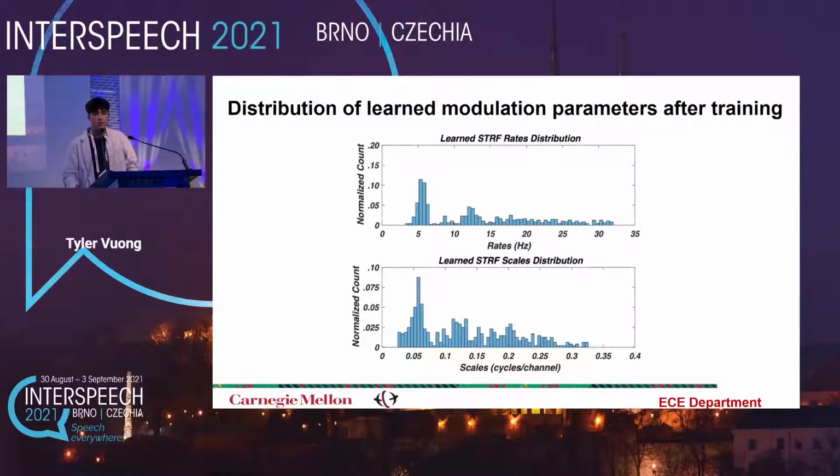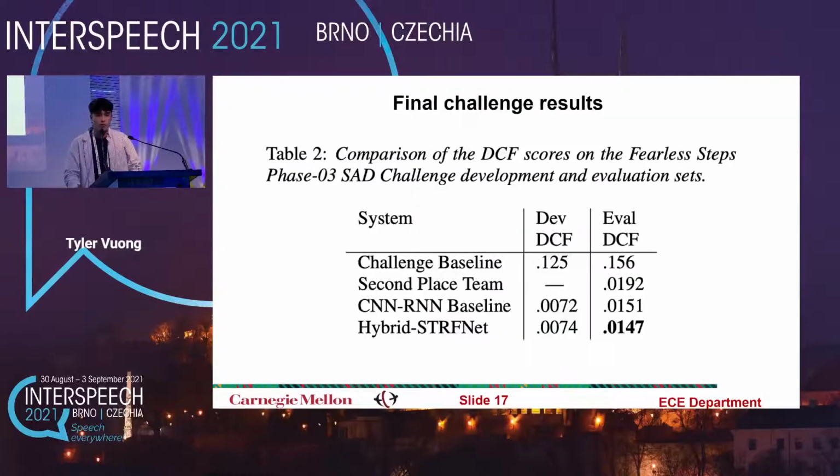If you look at the scales, that's the spectral modulation, a lot of the STRF kernels converge to slower spectral modulation, which is similar to what MFCCs are doing, where you do a frequency analysis on a log-mel spectra, and you take the first couple coefficients, which correspond to slow spectral modulations. That is very similar to what these STRFs learn to pick up as well.